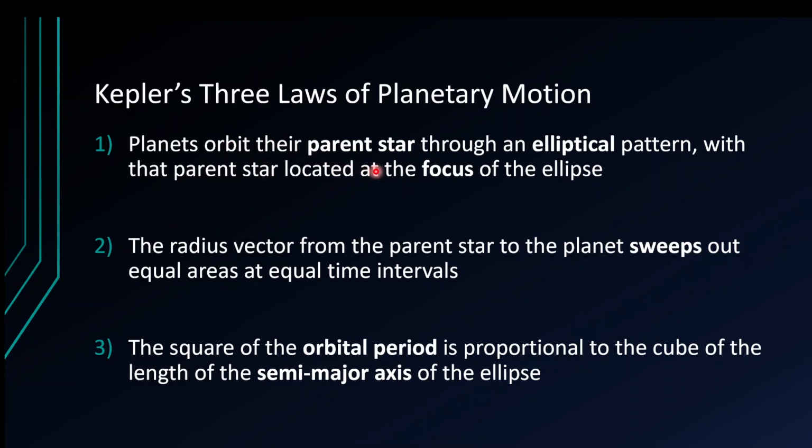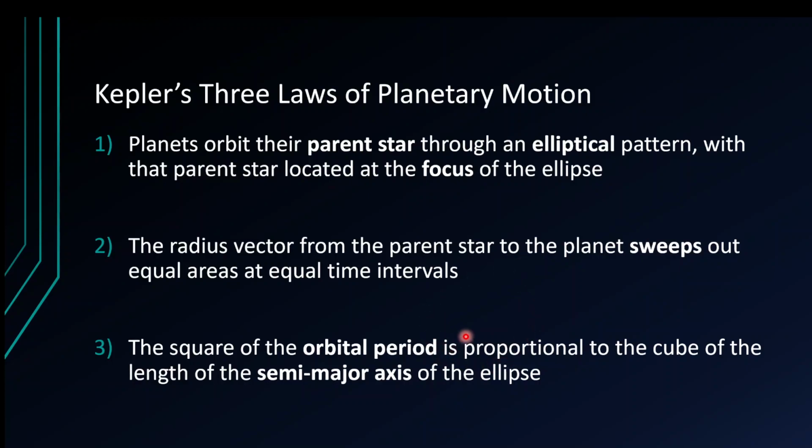The first law: planets orbit their parent star through an elliptical pattern, with the parent star located at the focus of the ellipse, one of the foci. The second law, the radius vector from the parent star to the planet sweeps out equal areas in equal time intervals. Thirdly, the square of the orbital period is proportional to the cube of the length of the semi-major axis of the ellipse.